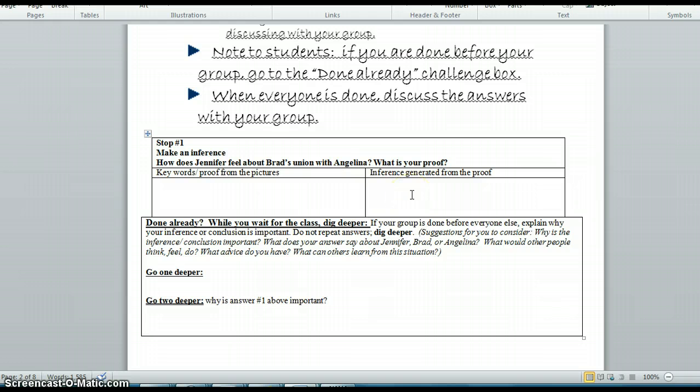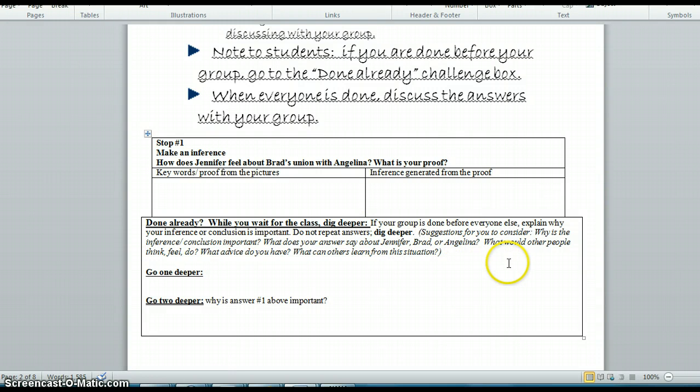Brief. Your group is still writing. When you are done, you go down here. Challenge yourself. Don't just wait for the class. Dig deeper. If your group is done before everyone else, explain why your inference or conclusion is important. Do not repeat answers. Dig deeper.